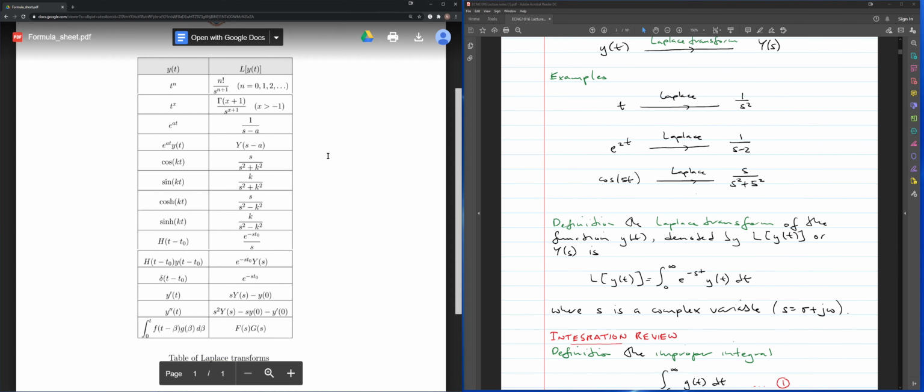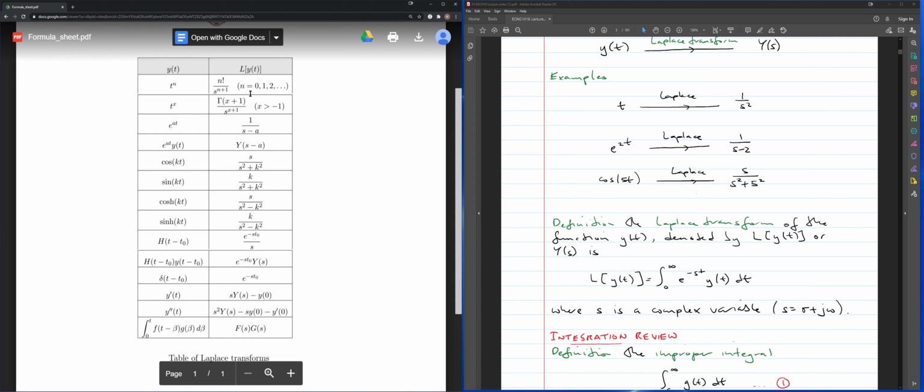Typically, but not always, when you want to get a Laplace transform, you're going to use a table. For example, to get the Laplace transform of t, you're going to use your table over here, using the formula for t to the n. Notice this formula for t to the n.